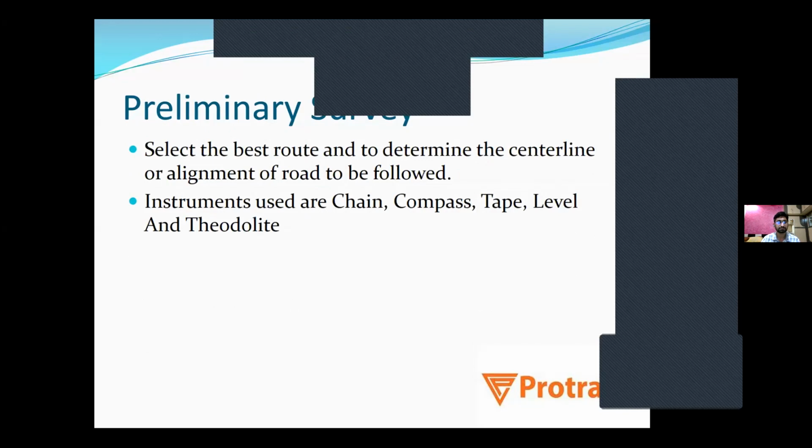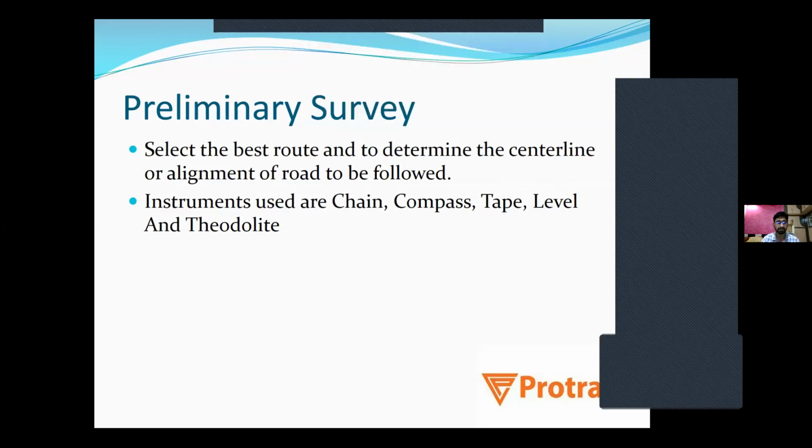And after that, instruments like chain, compass, tape, level, etc. and theodolite are used. So what happens in the preliminary survey is all the routes which were chosen in the reconnaissance, and we have to determine the center line or alignment of the road.